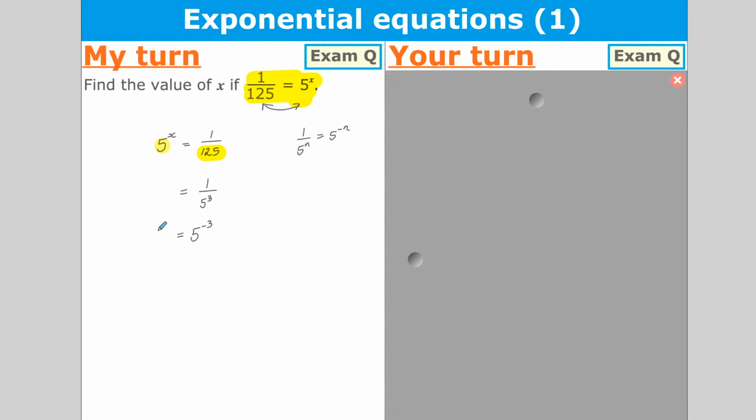Now we're in a really good place because we've got 5 to the power of x is equal to 5 to the power of negative 3. Our base number is 5 in both cases. Happy days. Therefore, the exponents must be equal, and straight away, without any mucking about, we can state that x is equal to 3. Oh, negative 3 even. x is equal to negative 3.